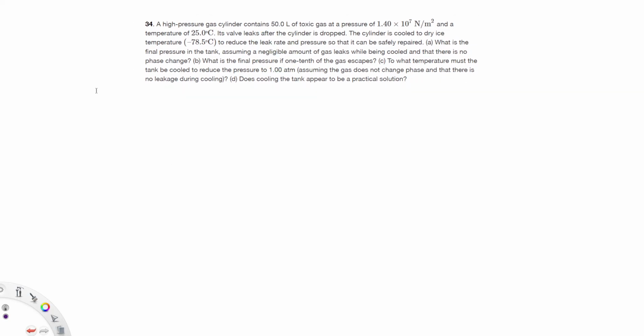Alright, so we have a high pressure gas cylinder containing something toxic at a high pressure. This is like 100 atmospheres of pressure, and ambient temperature. So if the cylinder is cooled, say via dry ice to reduce the leakage rate and pressure, what is the pressure in the tank after it's been cooled? Okay.